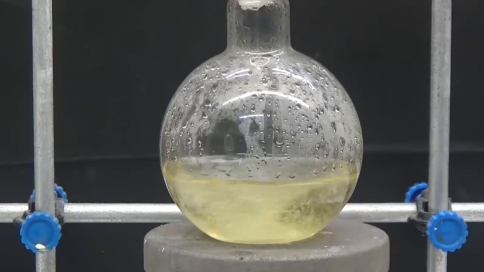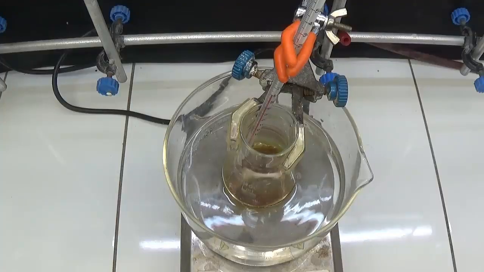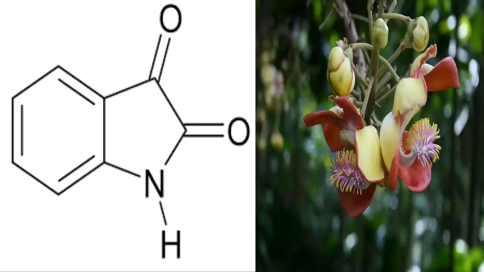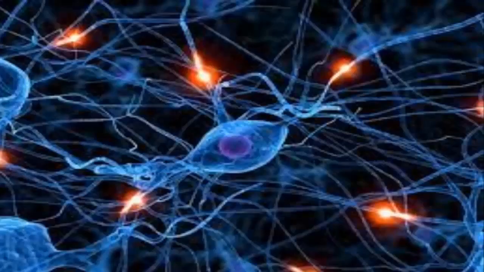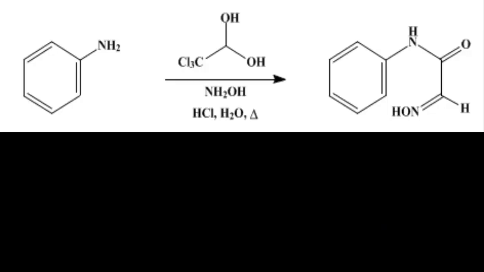In this video, we will see the isatin synthesis. Isatin is an indole derivative found in a variety of vegetables. Isatin is an antimicrobial and is used as a raw material for the synthesis of various drugs for the treatment of neurodegenerative diseases. The synthesis of isatin is divided into two parts.